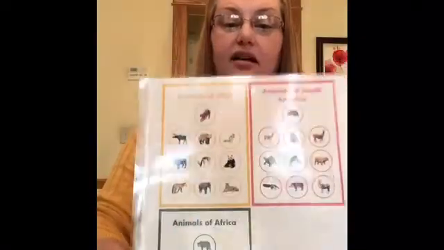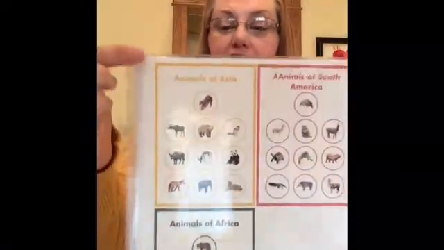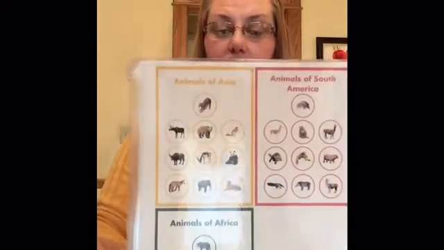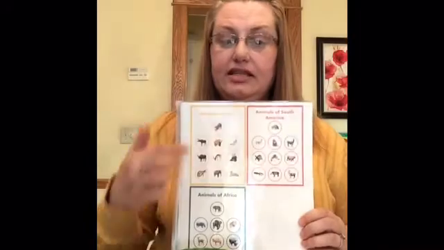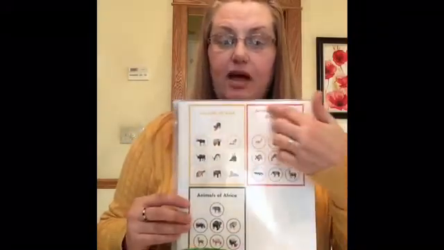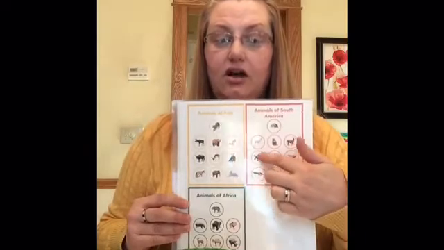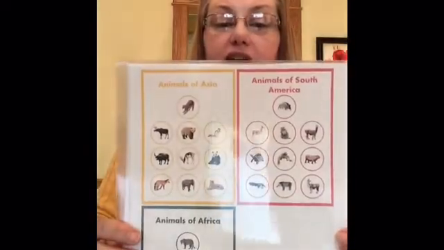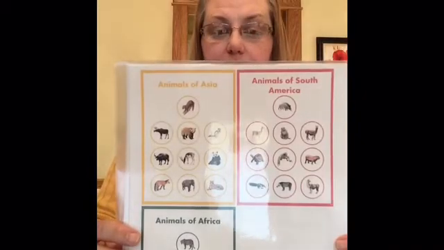Okay, can you see that? This one is colored. This box is color coded. It's yellow. That means all the animals in this box are from Asia. And this box right here is also color coded. And those are all the animals that you'll find in South America.